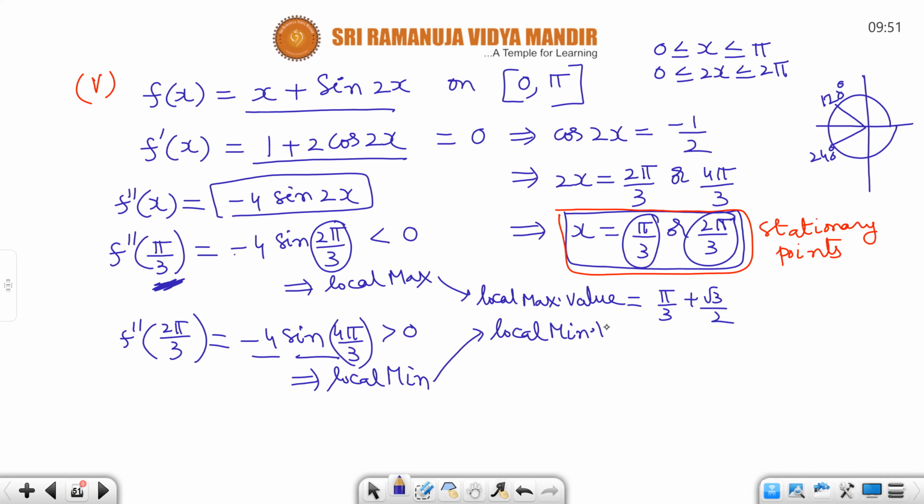Now, local minimum value. This is an important question, a very good question. For the local minimum value, we have to calculate f of 2 pi by 3. So x equal to 2 pi by 3, I have to put there, plus sine 4 pi by 3, that is 2 into 2 pi by 3. Sine 4 pi by 3 is sine 240, minus sine 60, minus root 3 by 2.